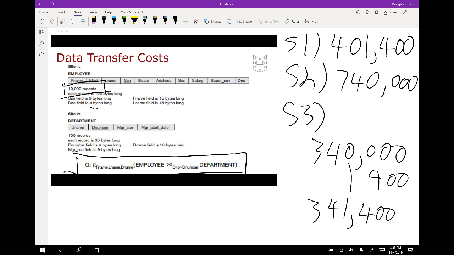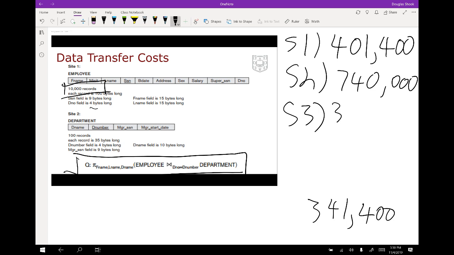And to me, that looks like the clear winner. 341,400. Not by a huge factor, but still definitely better than the other two. So the right thing to do in this case would be to perform the join at Site 3.